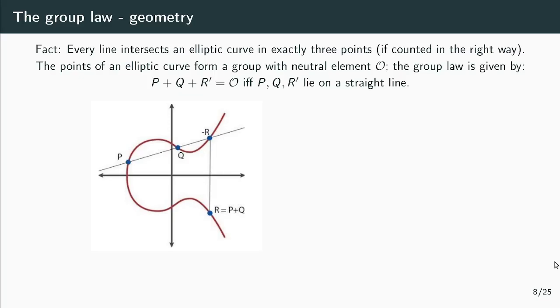If we take two affine points, P and Q, we can draw the line connecting them, and thanks to the fact there is a third intersection of this line with the elliptic curve, we can take this intersection and mirror it along the x-axis, and that gives us a point R. And we can define the sum of P and Q to be this point R.